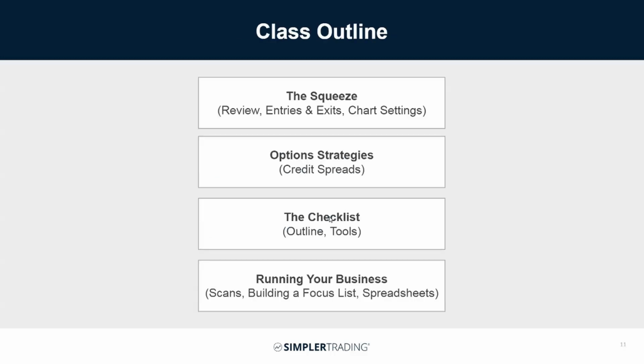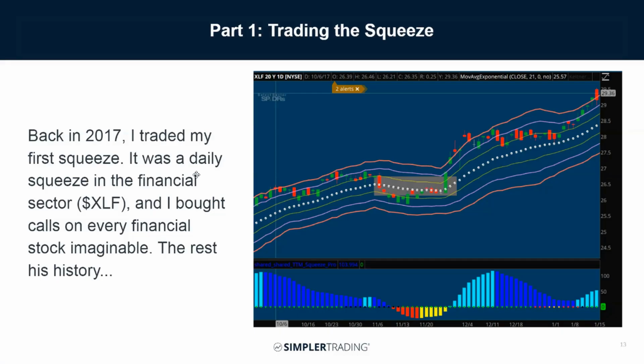So here's an outline for the class. 4 different components. We're going to talk about the squeeze, the different indicators, our tools. We're going to cover the option strategies, being the credit spreads. Then we're going to jump into the checklist, and then we're going to go through the day-to-day practices of running this business here. So without further ado, let's jump into part 1. All right, my friends, part 1. Let's go on ahead and dive in here.